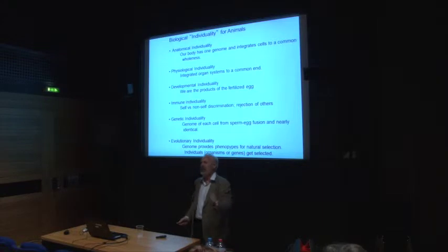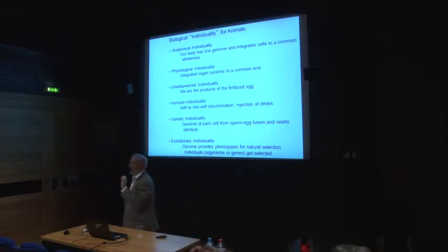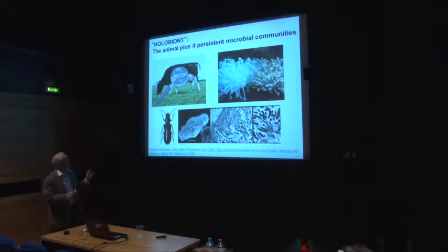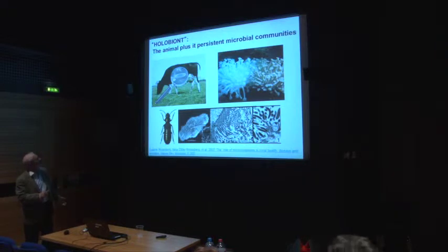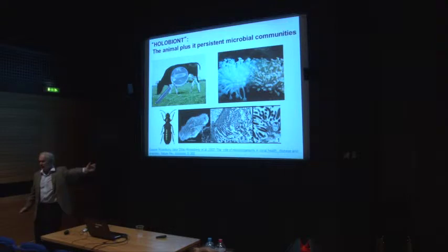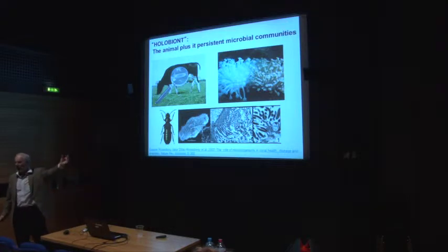Okay, what I'm going to say is that this is all an illusion. That we are composite individuals. We are made up of many genomes. We are what's called a holobiont. The holobiont is the animal, or plant, the organism that we think of as the animal, plus its persistent symbiotic microbial communities. And so when we think of a cow, we think of the mammal.